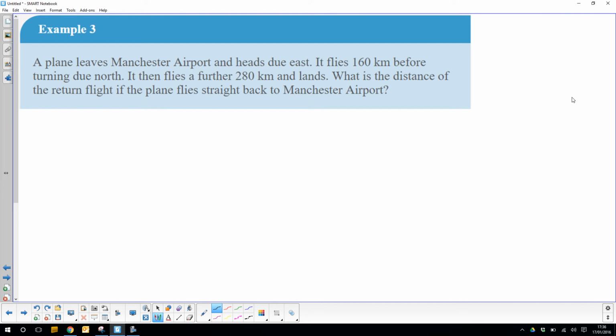And so you should have completed exercise B, I'm hoping without too many difficulties or too much trouble. So we're on to example 3, which is the example prior to section C.